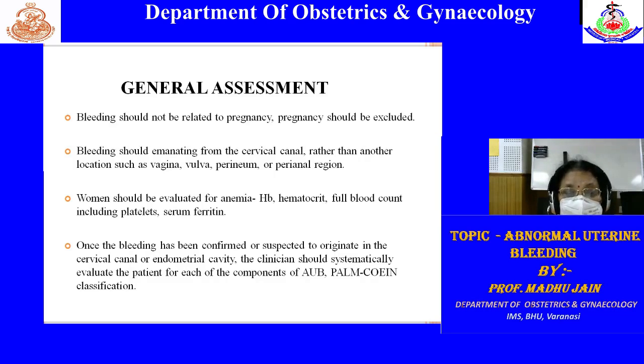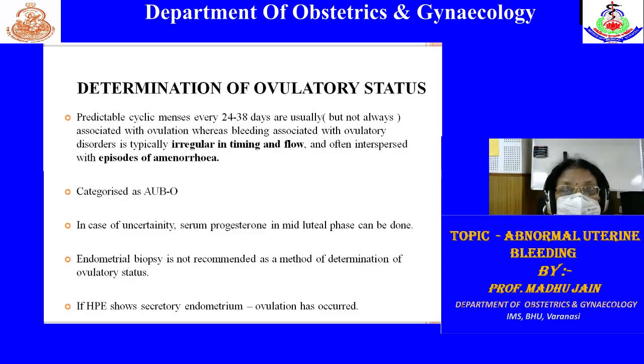Once it has been confirmed that the bleeding is originating from the cervical canal or the endometrial cavity, then it has to be classified under the different components, whether structural or non-structural, that is the PALM-COEIN classification. So you have to classify whether it is AUB-O or not. Initially we very commonly did the endometrial biopsy and serum progesterone estimation. But nowadays, with the advent of so many important investigations, especially transvaginal ultrasound, endometrial biopsy is not the first method of recommendation.